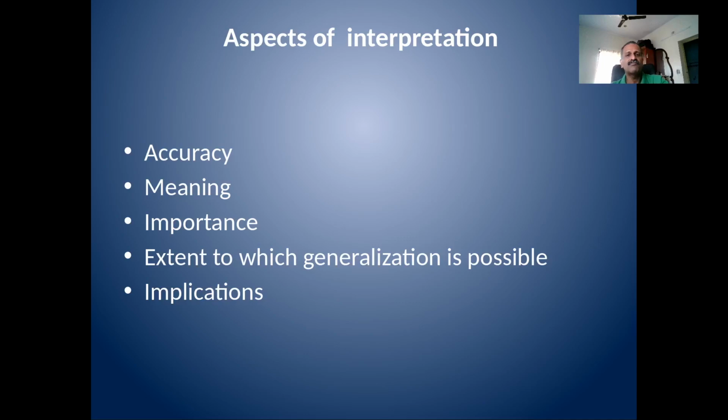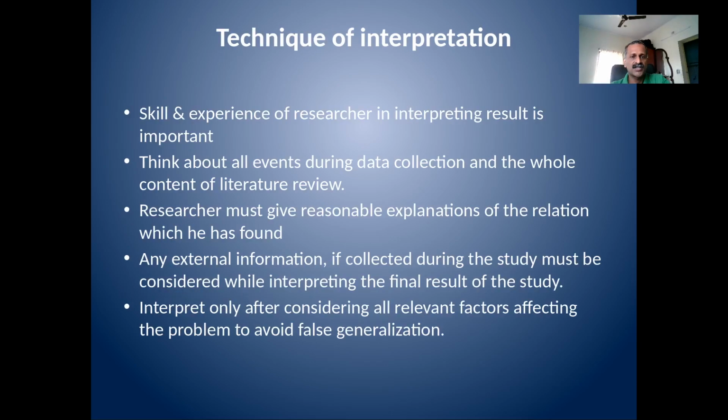What is the implication of your data? What is the impact of your data? What it produces after, if you apply this data or practice this data, what is the implication? So these are the 5 aspects of interpretation. You have to write these 5. What is the accuracy of the data? What is the meaning of your data? What is the importance of the data? To which extent generalization is possible, and what are the implications of your data?